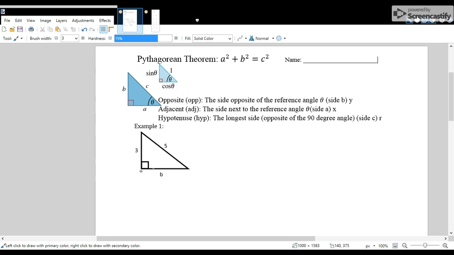Here's our first example. We have 3, something, and 5. So that's A, and that's C. So we're going to plug it into the formula to find out what our missing value is. 3 squared plus b squared equals 5 squared. 3 times 3 is 9, and 5 times 5 is 25.